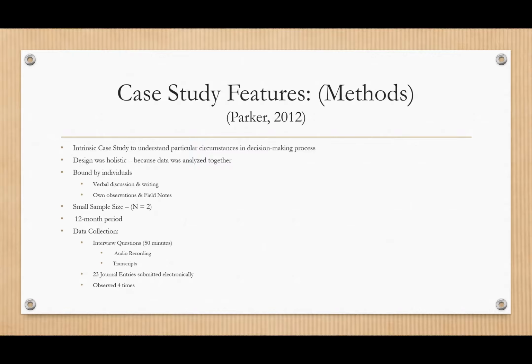It's bound by individuals. So there were verbal discussions, there was also journal writing, and then personal observation and field notes that were used. There was a small sample size. Only 2 people were utilized in this research. It was conducted over a 12-month period. And the data that was collected was interview questions, which took about 50 minutes. They were audio recorded, and there were also transcripts connected to that. There were 23 journal entries submitted electronically, and then each individual was observed 4 times.